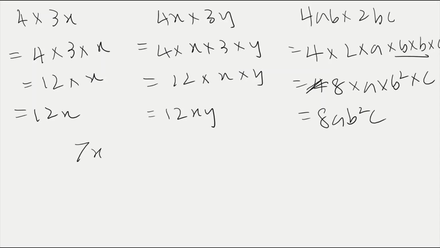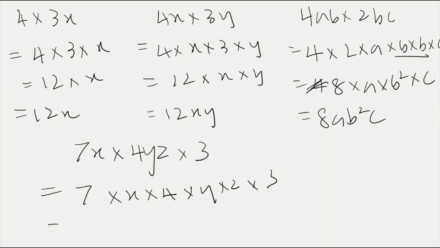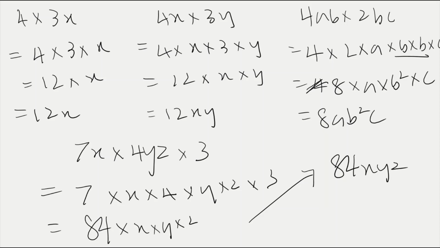Lastly, 7x times 4yz times 3. 7 times x times 4 times y times z times 3. 7 times 4 times 3 gives you 84. Times x times y times z gives you 84xyz.